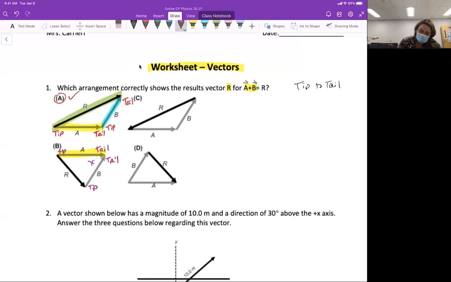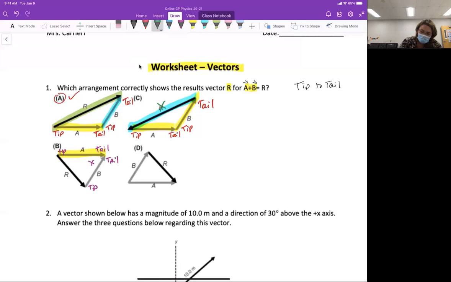Okay, what about C? Here's A, here's B. That looks correct. So tip, tail, tip, tail. But look at R. R is supposed to start at the origin and point to the final location, and it doesn't. So this is wrong.